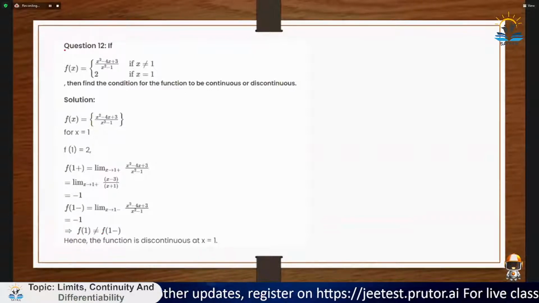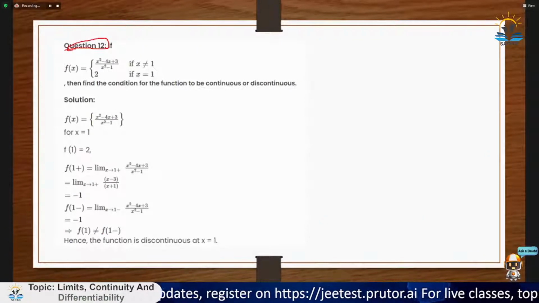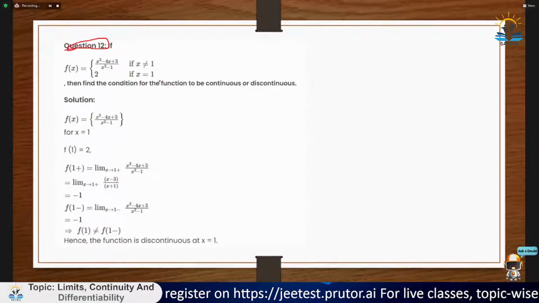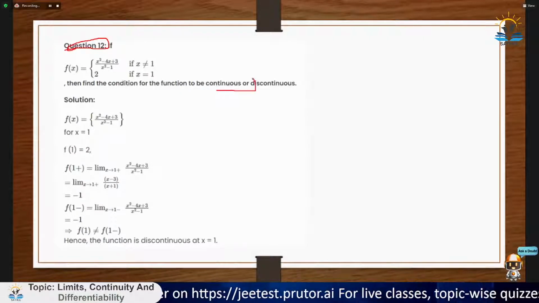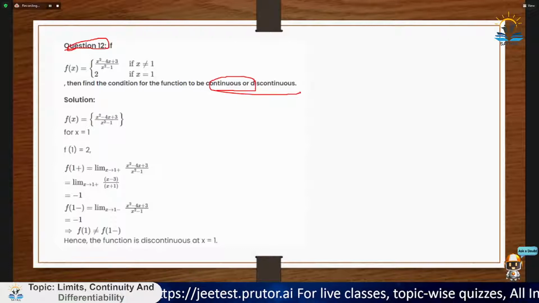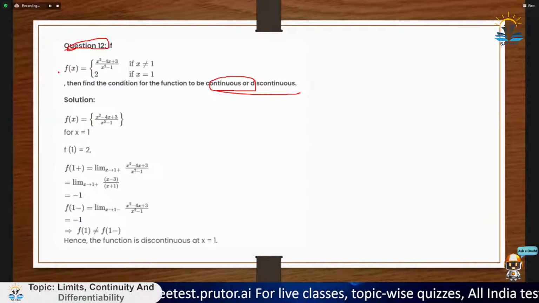Moving ahead to question number 12. So in question number 12, what is it saying? This question is from the continuity or discontinuity topic. So how to solve this question? f(x) is given to you.